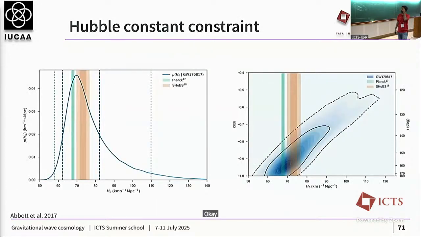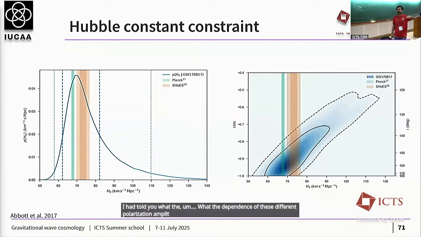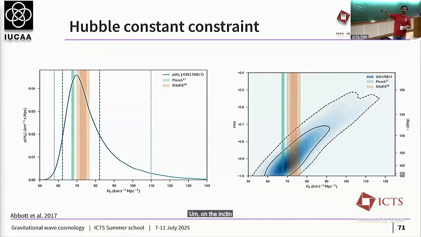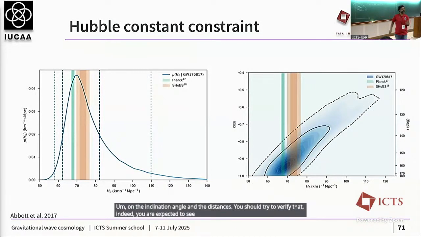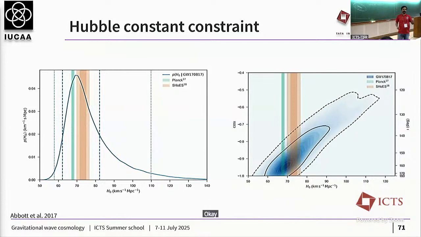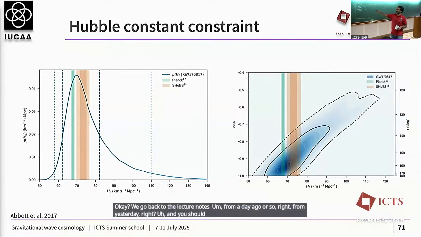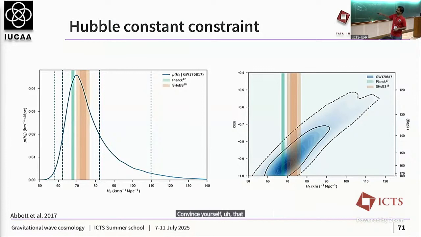Okay? Okay, so this kind of a thing, now that at least I had told you what the dependence of these different polarization amplitudes are on the inclination angle and the distances, you should try to verify that indeed you are expected to see a degeneracy like this. Okay, you go back to the lecture notes from a day ago or so, right, from yesterday, right? And you should try to convince yourself that indeed this degeneracy should be present and in this direction.